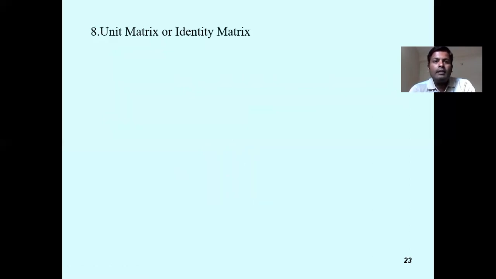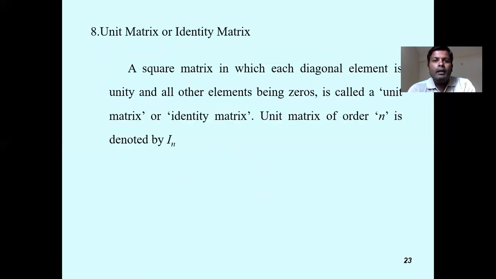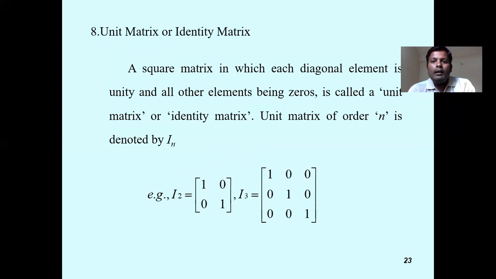The next definition is unit matrix or identity matrix. A square matrix in which each diagonal element is unity and all other elements being zeros is called a unit matrix or identity matrix. You observe the example 1 0 and 0 1. This is a 2 by 2 matrix, and 1 0 0 and 0 1 0 0 0 1. This is a 3 by 3 matrix.